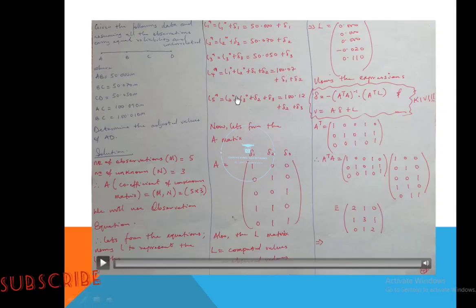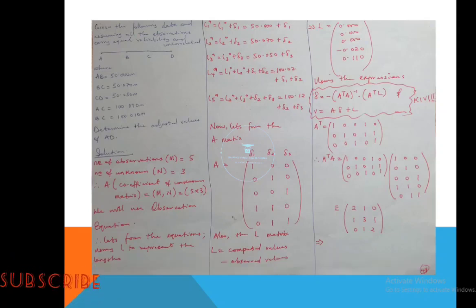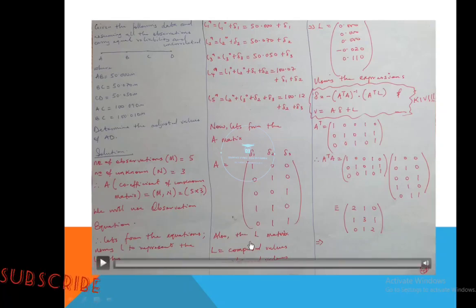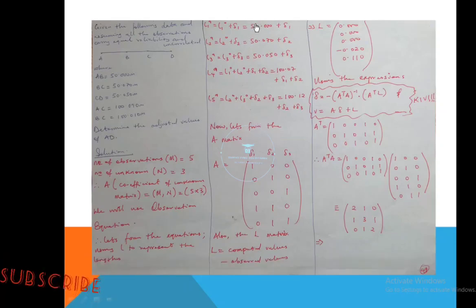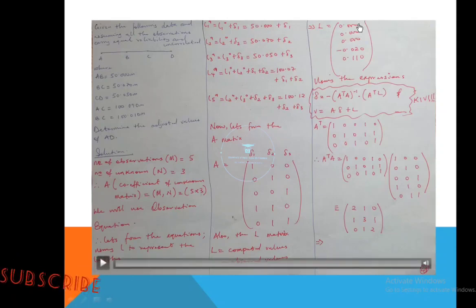Same thing for the L5, which is L2 plus L3. When we added it, we got 100.12. However, what was given to us is 100.01. So you can now see that there are little differences between the computed and the observed. So for that same reason, we are now going to have a matrix for the computed minus the observed. So the first one is 50 minus 50, which means you have 0. The second one is 50.07 minus 50.07, you have 0. The third one is 50.05 minus 50.05, you still have 0.